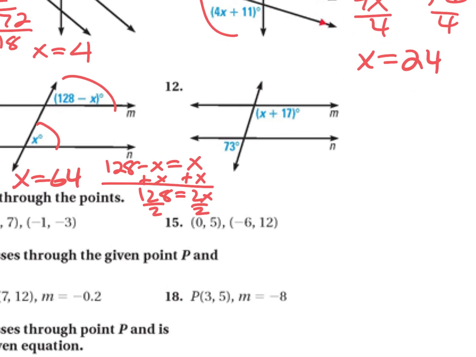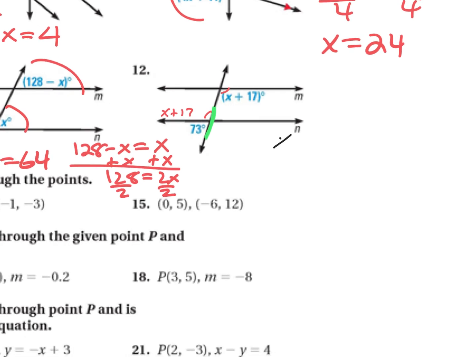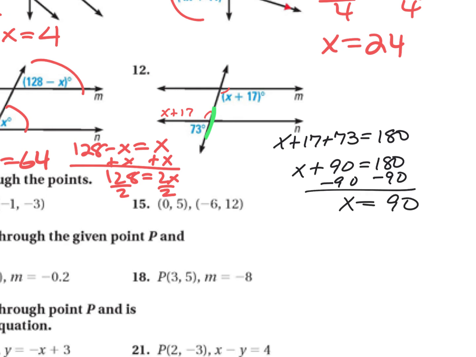Now, these are not congruent. There's no special name for them. But if you realize that this angle here and this angle are alternate interior, this one would be x plus 17. So then that would make these two sitting on a straight line. So they're supplements. So I'm going to do x plus 17 plus 73 and set it equal to 180. When I add these, I get 90. When I subtract 90, x equals 90.